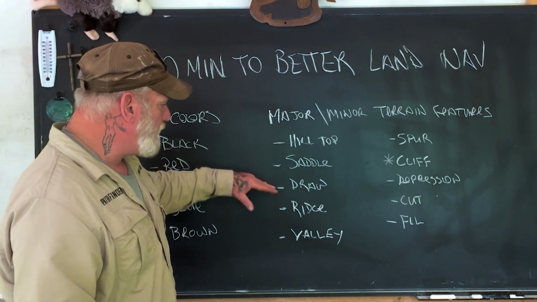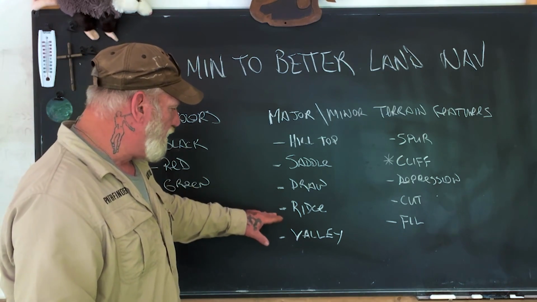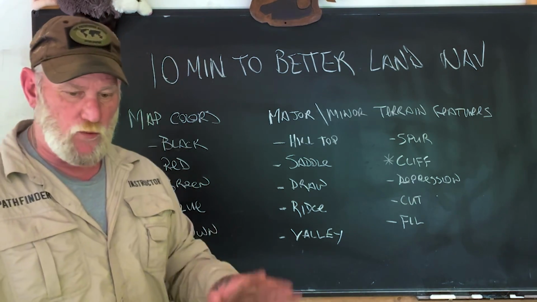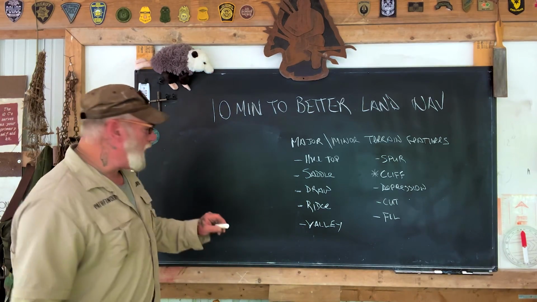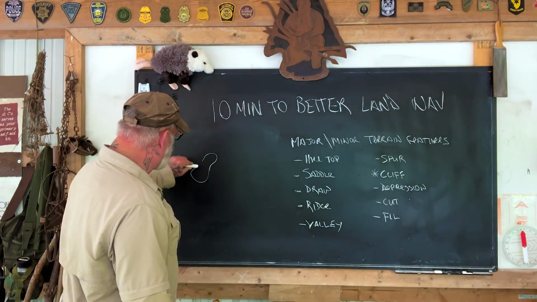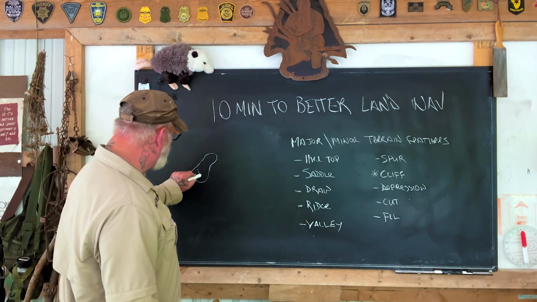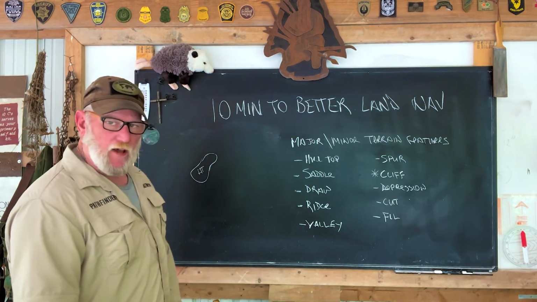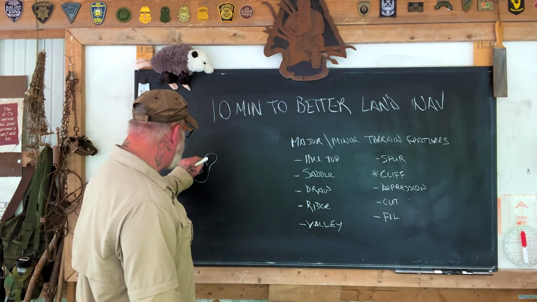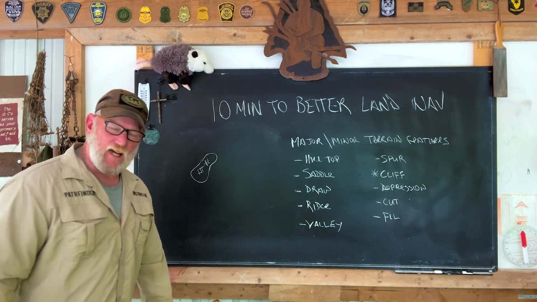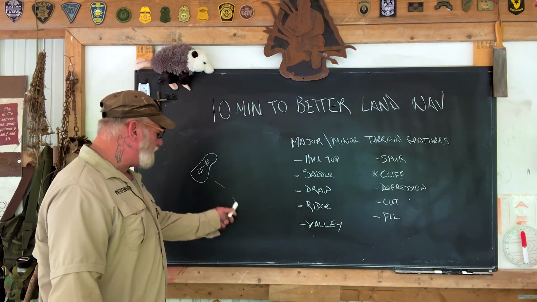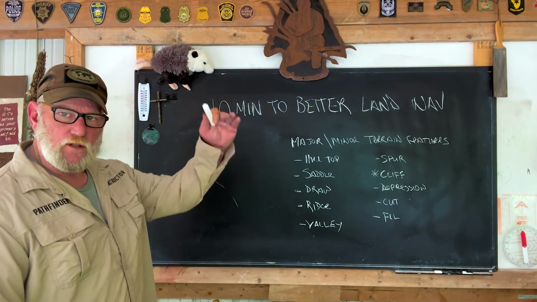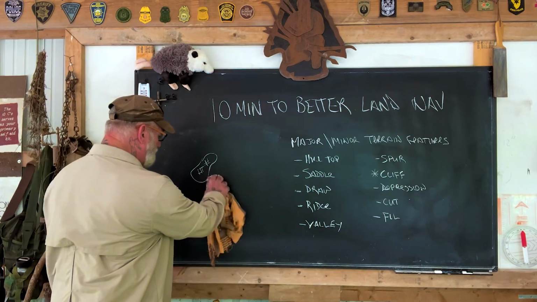So hilltop, saddle, draw, ridge, and valley. Those are going to be the big ones. All right, so for sake of demonstration, before we get to the map, an enclosed line like that is going to be a hilltop. Generally going to be on the high ground, obviously, and it may or may not have a number inside of it denoting the elevation, which makes it easy to count contour lines down to give you an elevation of lower ground as well.